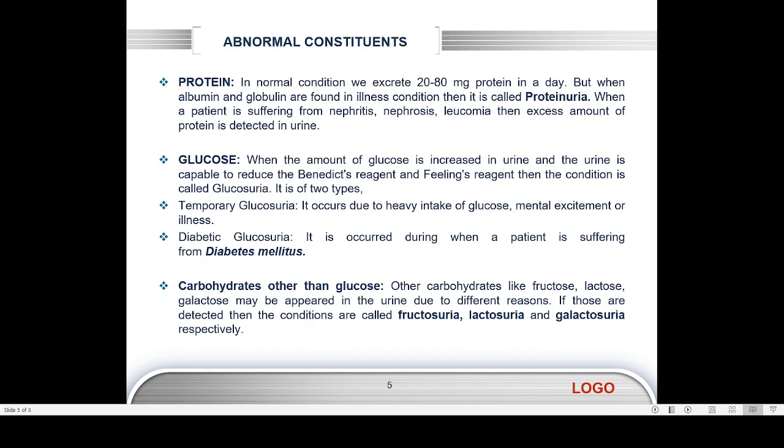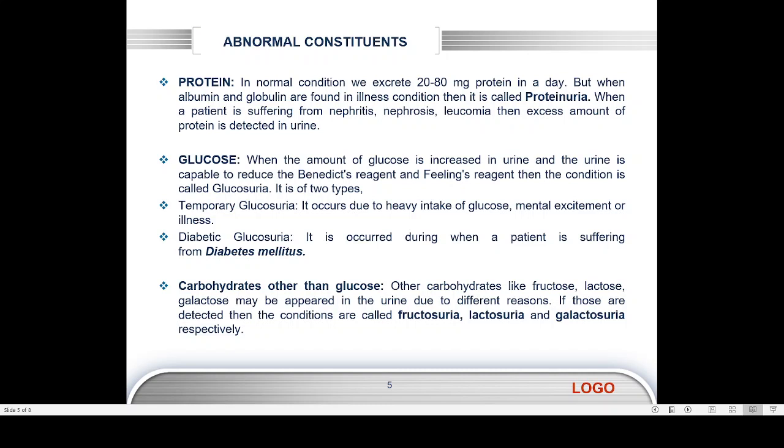So when a person is having some kind of disease, there is a difference in the elimination of protein, glucose, and carbohydrates in his urine. And this is known as abnormal constituents of urine. Abnormal constituents of urine means they are not normally present when the person is in a healthy state. Only when the person is having some kind of disease or disorder are these substances actually produced. So in a normal condition, we excrete 20 to 80 milligram of protein in a day. That is a normal amount of protein eliminated in the form of urine.